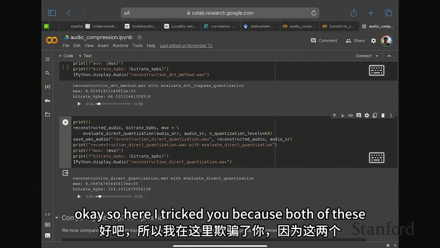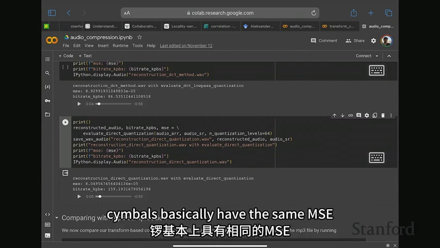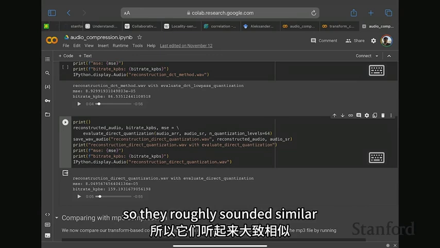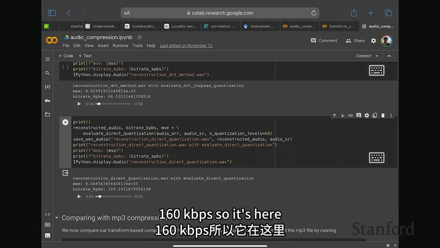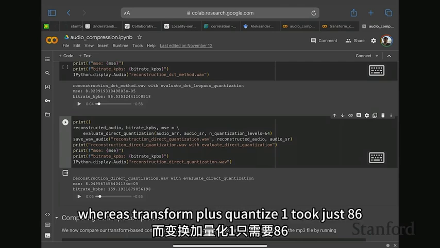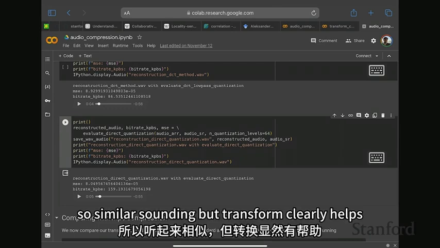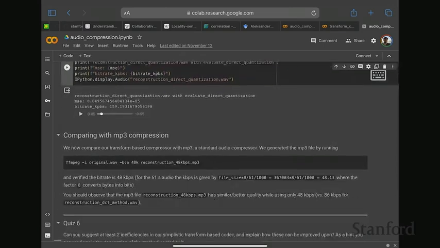Okay. So here I tricked you because both of these signals basically have the same MSE. So they roughly sounded similar. But if you look at the bit rate, the direct quantization one took 160 kbps, whereas transform plus quantize one took just 86. So similar sounding, but transform clearly helps.